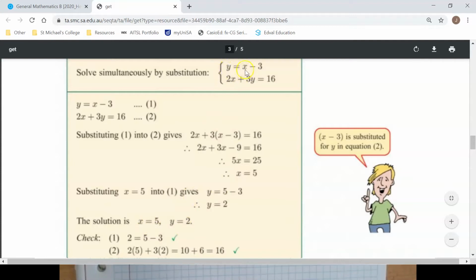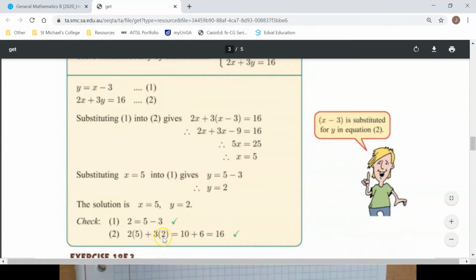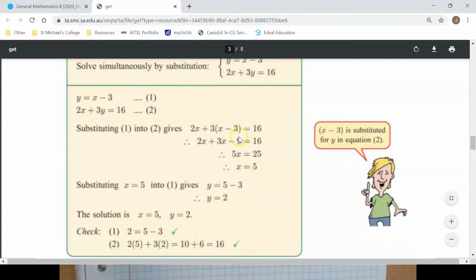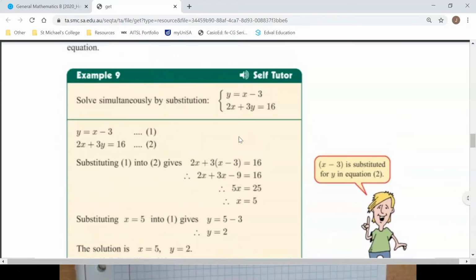So y is 2. If I substitute x is equal to 5 here, you can see 5 minus 3 would be 2. So 2 equals 2. So that checks out. Or you could substitute the value into the second equation as they've done, and you'll find that 16 is equal to 16. So therefore, they've checked that their solution is correct.